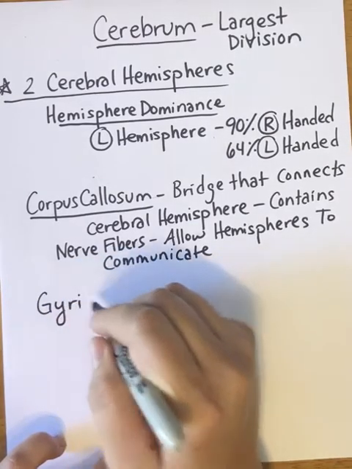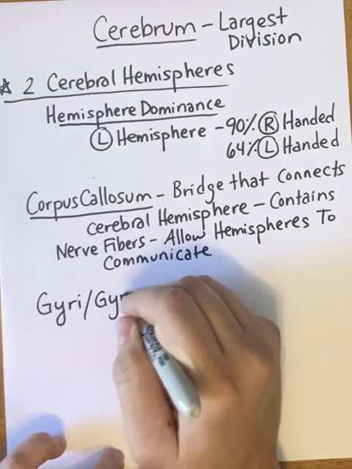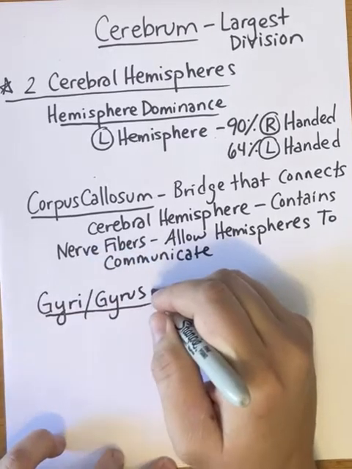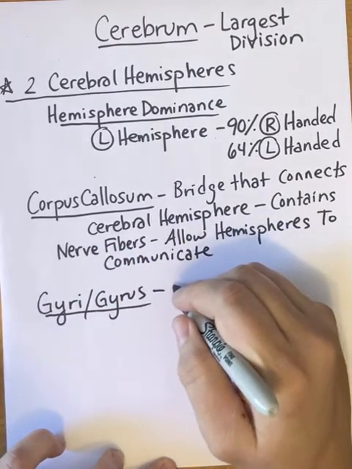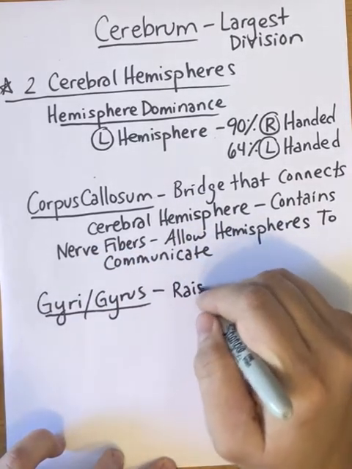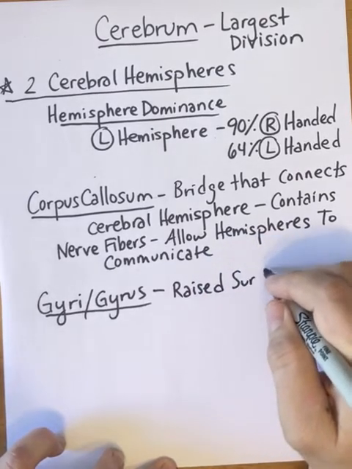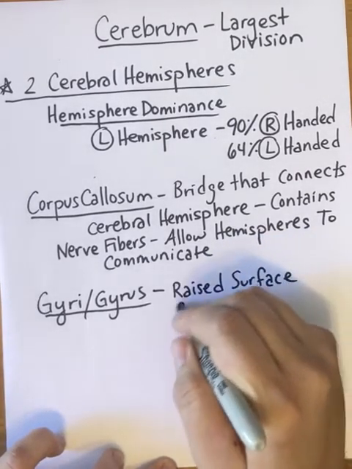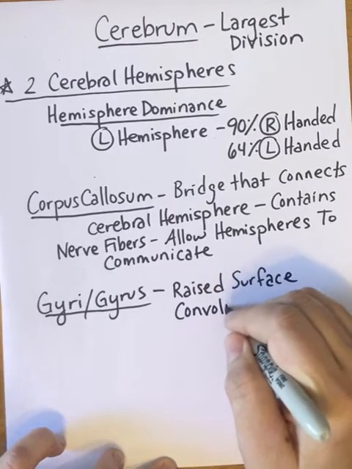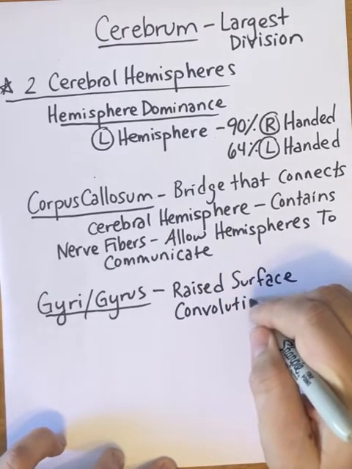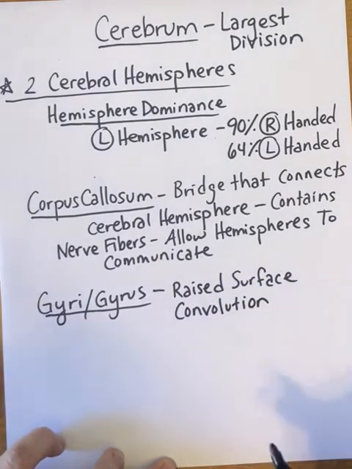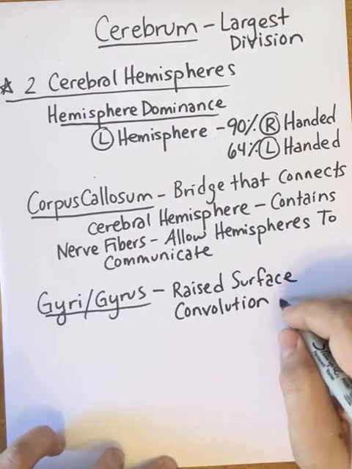All right, gyri, gyrus. These are raised surface convolutions. These are going to be the worm-like structures that are raised. Convolutions means twisted or coiled.